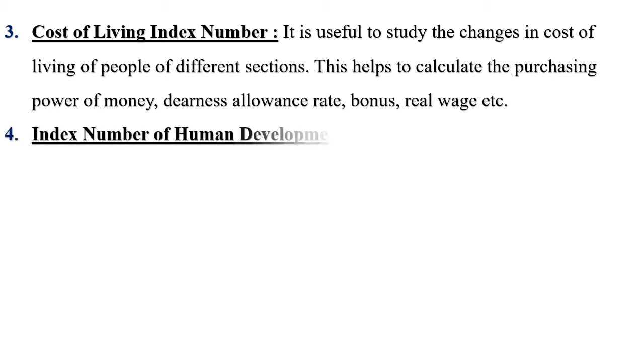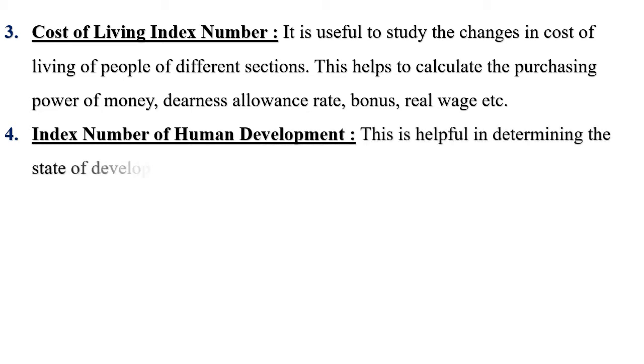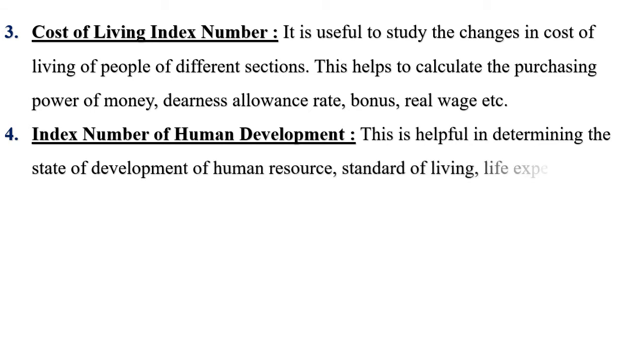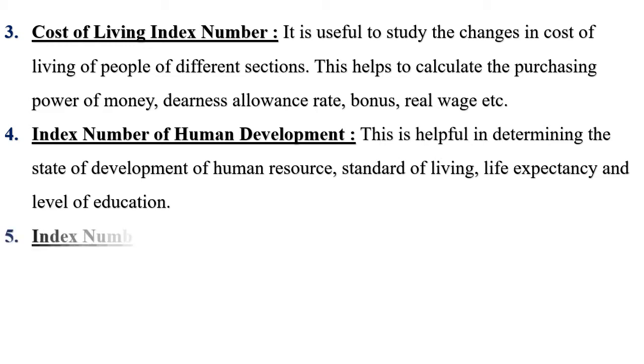Index number of human development. I think when you were studying in 10th social science, you had the chapter on human development index, and how it is calculated using the standard of living, life expectancy, income, etc. So this is that index number. That is also an index number. That means the human development index is connected with this chapter. This is helpful in determining the state of development of human resources, standard of living, life expectancy and level of education.